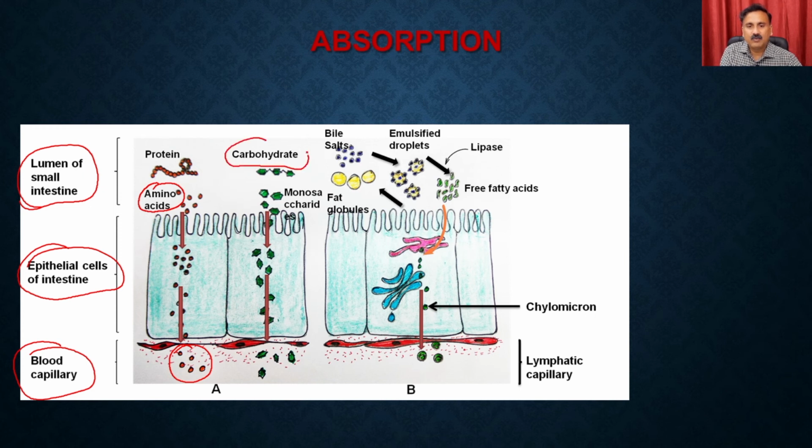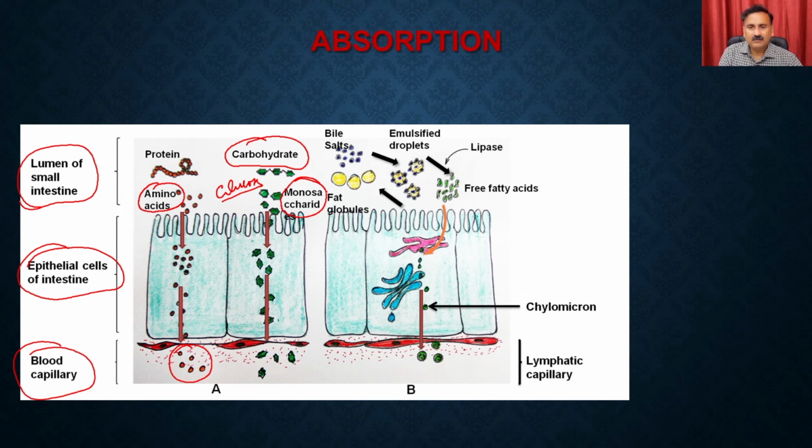Similarly, you have the carbohydrates. The carbohydrates are going to be converted into the monosaccharides like the glucose, right? And this glucose is actually going to be taken up by the epithelial cells, and then they are going to give it to the blood capillaries.